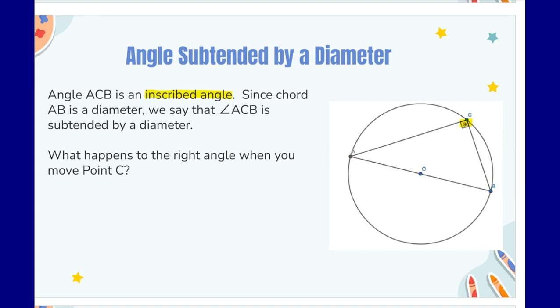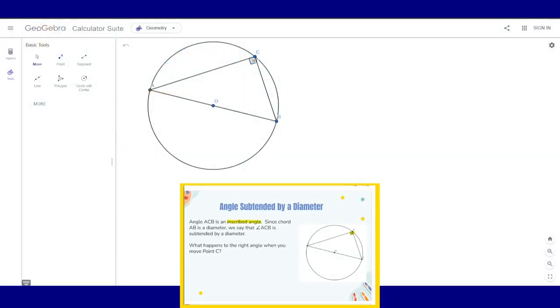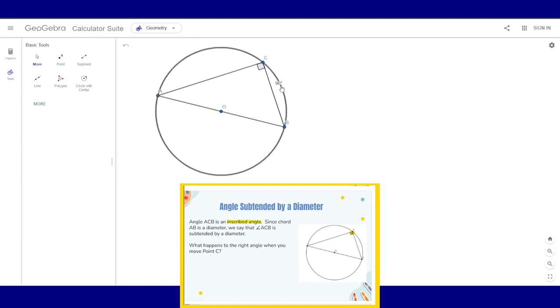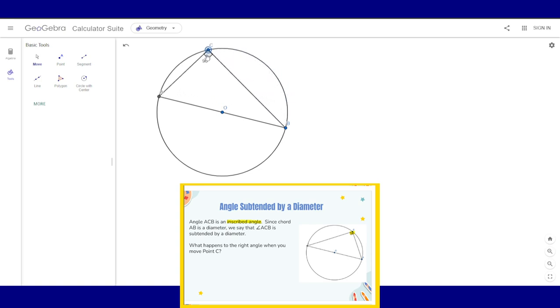So we want to know what happens to the right angle if I move point C. If I move point C around, what happens? Well, let's go to our digital manipulative. If I move point C around, what's happening?